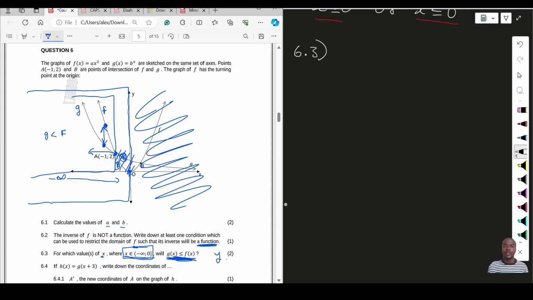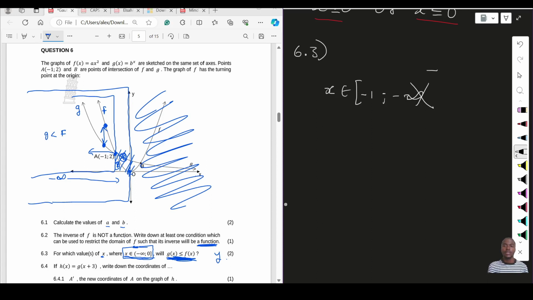So we must say x is an element from negative infinity to -1. It's wrong to write it from -1 to negative infinity. Someone might write like this. This is highly wrong. So you must say x is an element, you start with the smallest one. It's minus infinity to what? To -1. This is how you should answer this question.